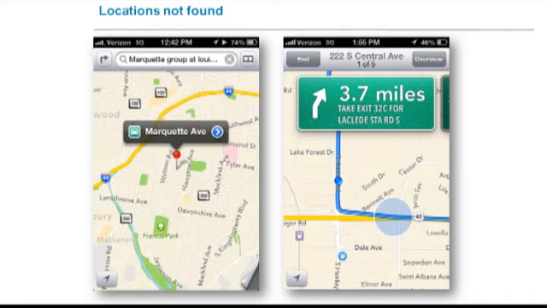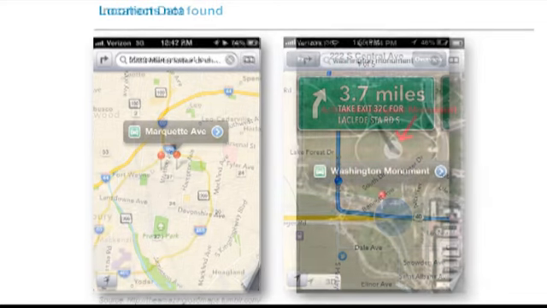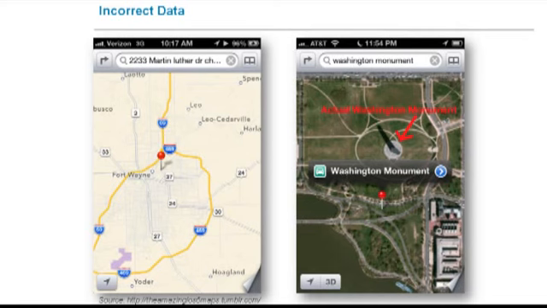So certainly recognize that the example on the right of having exit 31B versus 32C is a minor issue, and it's something that you'd hope people can figure out. The unfortunate reality is that every time one of these things happens, it could be a lost customer for your business. So as we go on to the next section, the first problem is locations simply not being found. The second major problem for multi-unit businesses is going to be incorrect data.